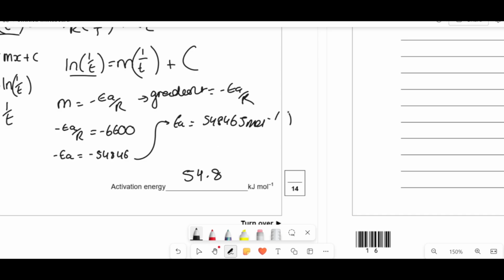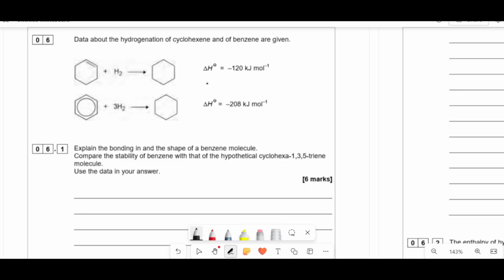Can you see that's positive? So that's why I've got to stick to the gradient, because a lot of people ended up getting the wrong numbers and bits and bobs as well. They allow a range of 54.0 to 56.5. Data about the hydrogenation of cyclohexene and benzene are given.